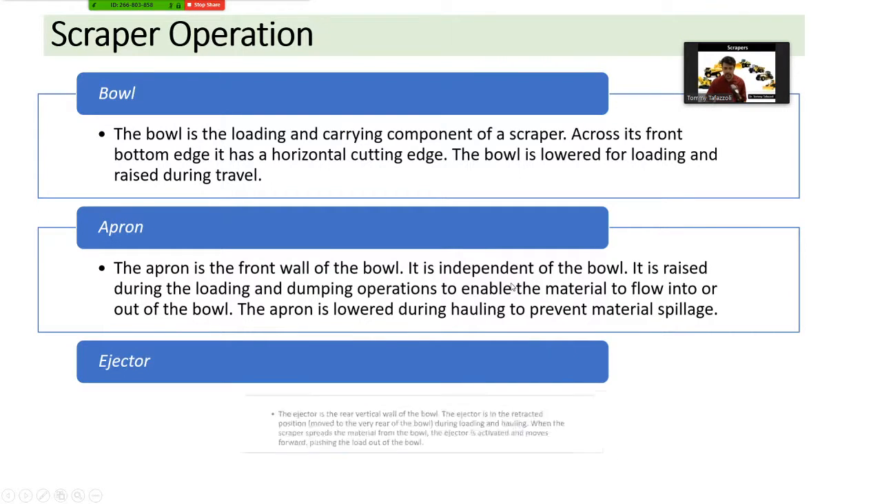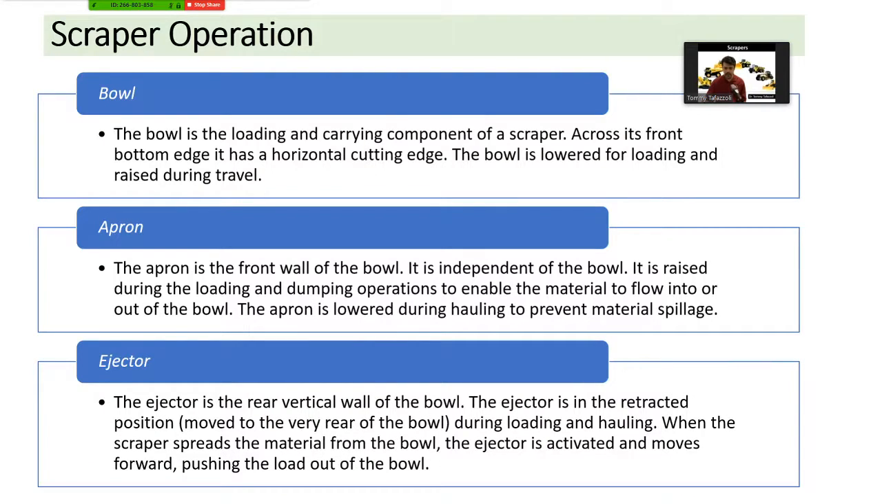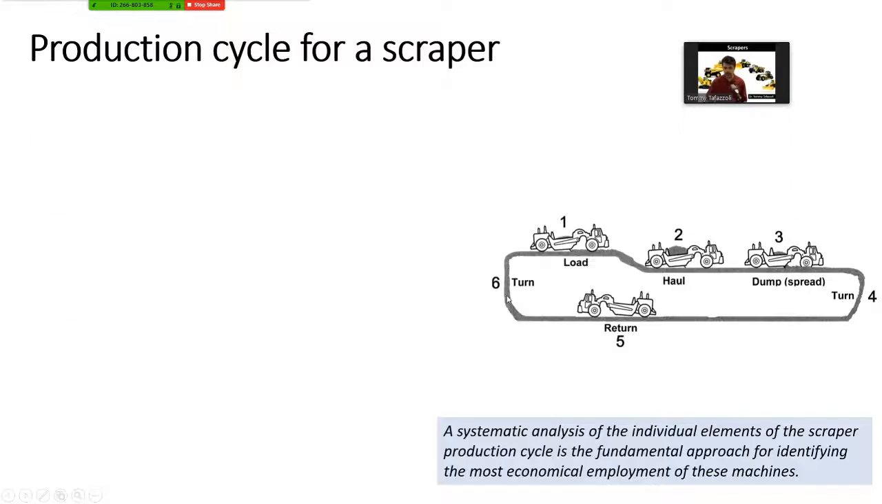And the ejector is the rear vertical wall of the bowl. The ejector is in the retracted position during loading and hauling.